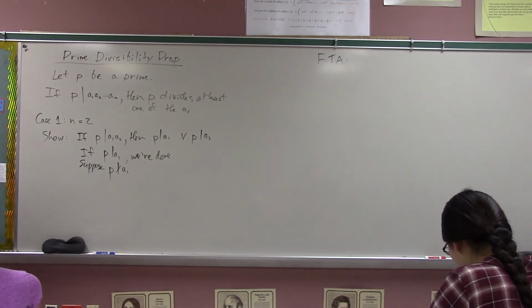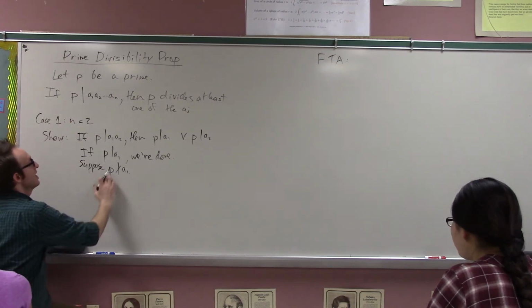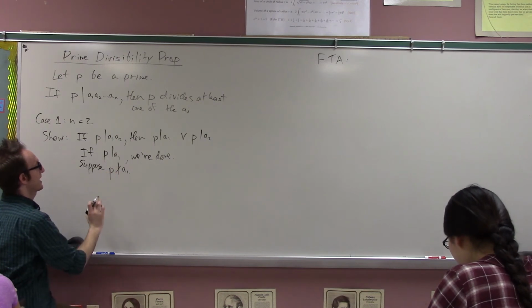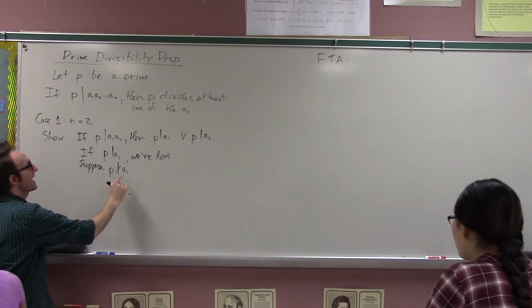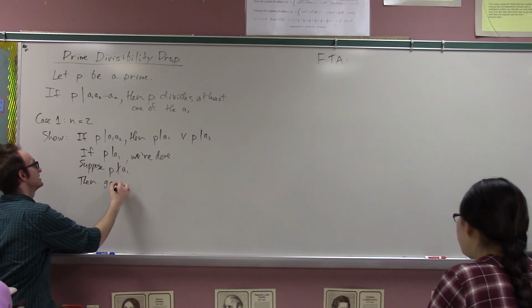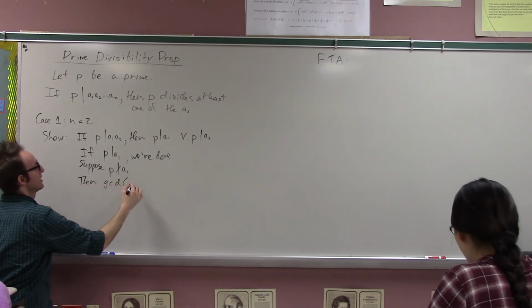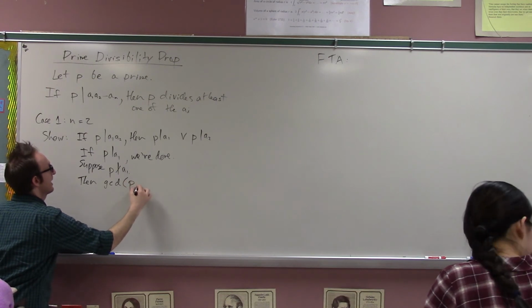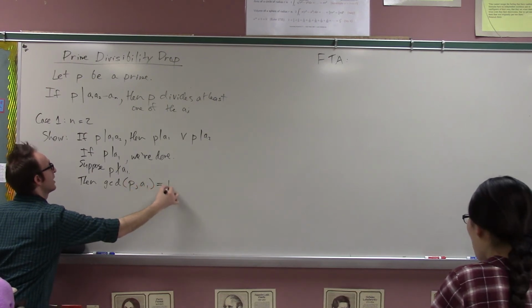The GCD of two numbers is that thing, right? Yeah, you use that. That's how Gauss does it. He says, okay, if p doesn't divide a1, then the GCD of p and a1 must be 1.